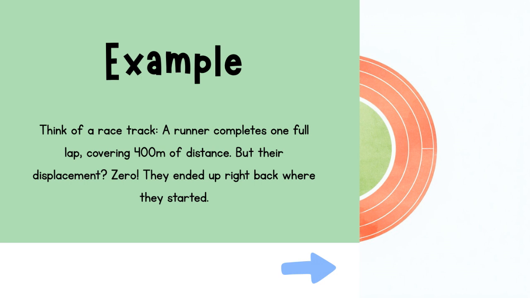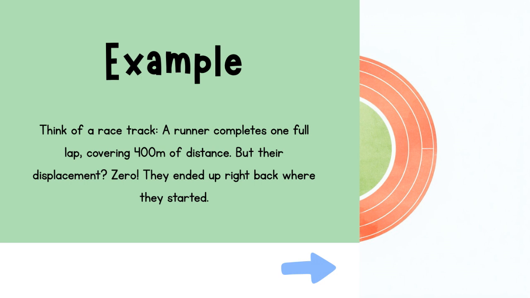This example highlights a key idea in understanding displacement versus distance. Distance is the total length traveled, regardless of direction, while displacement considers only the initial and final positions. So, in this case, the runner's total distance is 400 meters, but their displacement is 0.